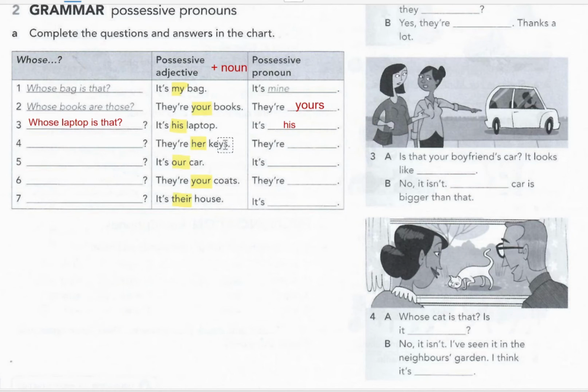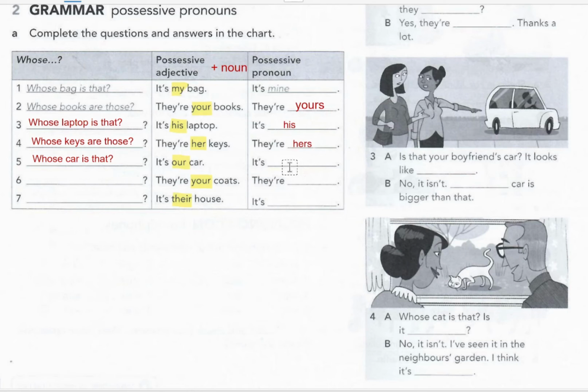Number 4, they are her keys. So we're talking about keys. So whose keys? Keys is plural. So we say whose keys, and because it's plural, we say are, and then we say those. The plural of that is those, guys. So whose keys are those? They are her keys, and the possessive pronoun for her is hers. So they are hers. H-E-R-S. Number 5, it's our car. So whose car is that? Okay. The answer is it's our car.